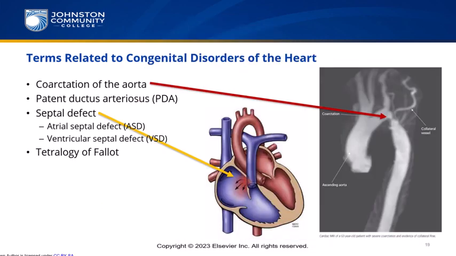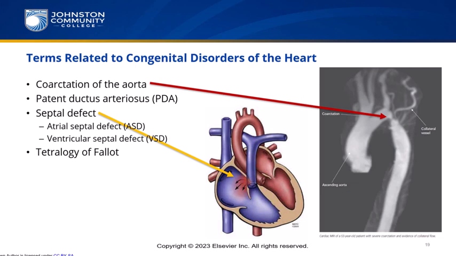Now let's look at some terms related to congenital disorders of the heart. Remember, congenital means that they're born with it. First, we have coarctation of the aorta, and it is a congenital cardiac anomaly characterized by a localized narrowing of the aorta. Coarctation is another term for a narrowing.